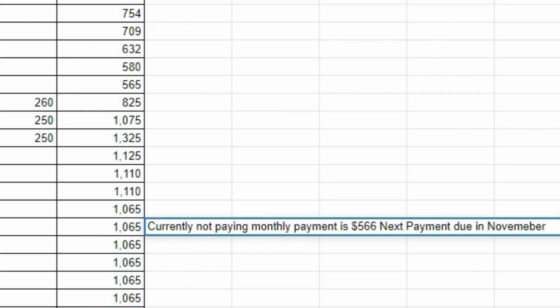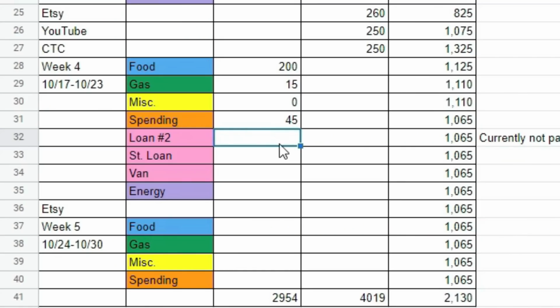So my goal is to not have to dip into that savings so that we can use that money to make another big payment to loan number 2 in November, and then not have to worry about paying that $566 every month. So that is the goal. We're not paying it right now, and hopefully we won't have to have it as a monthly payment for 6 more months starting in November.